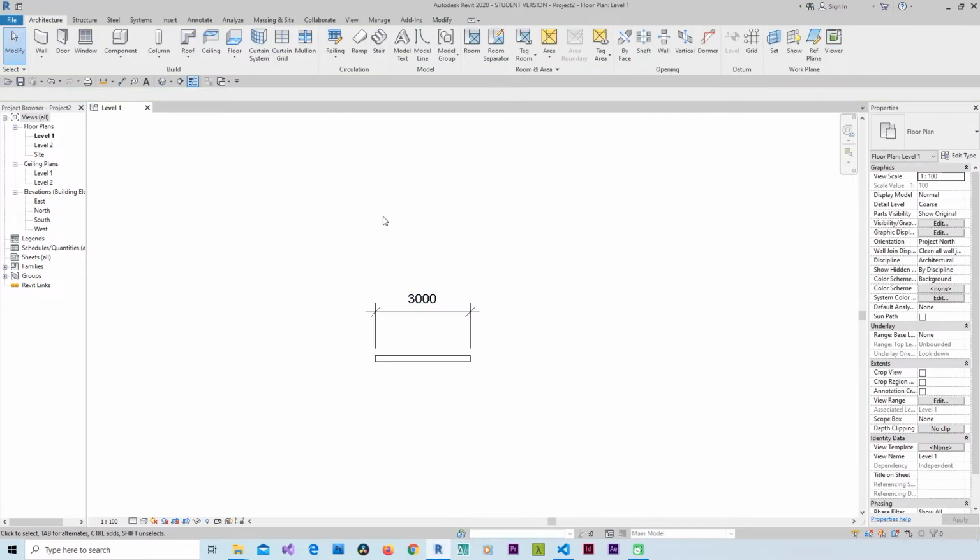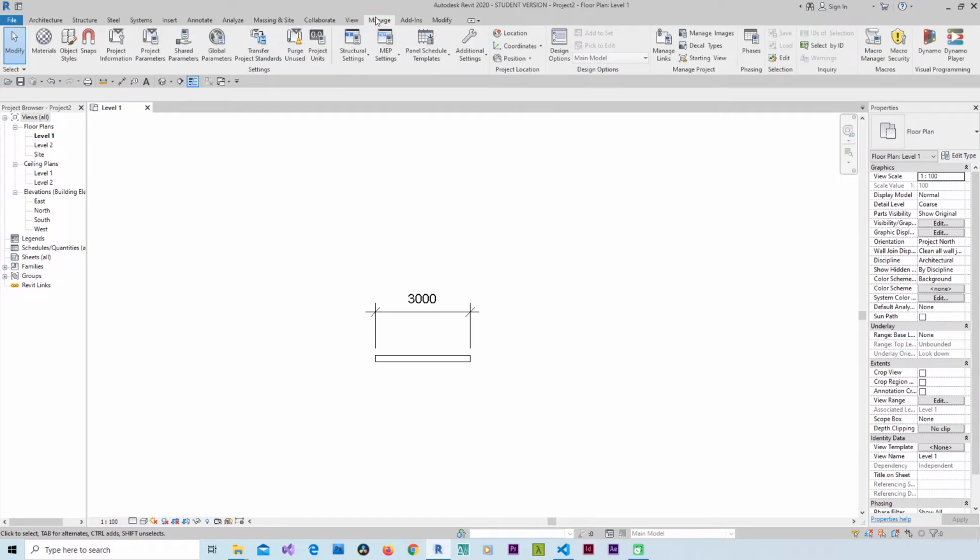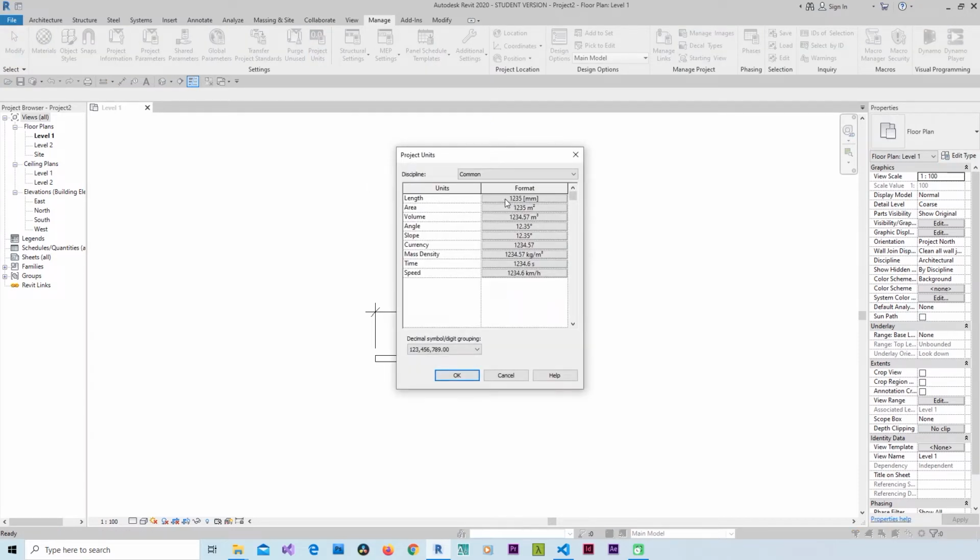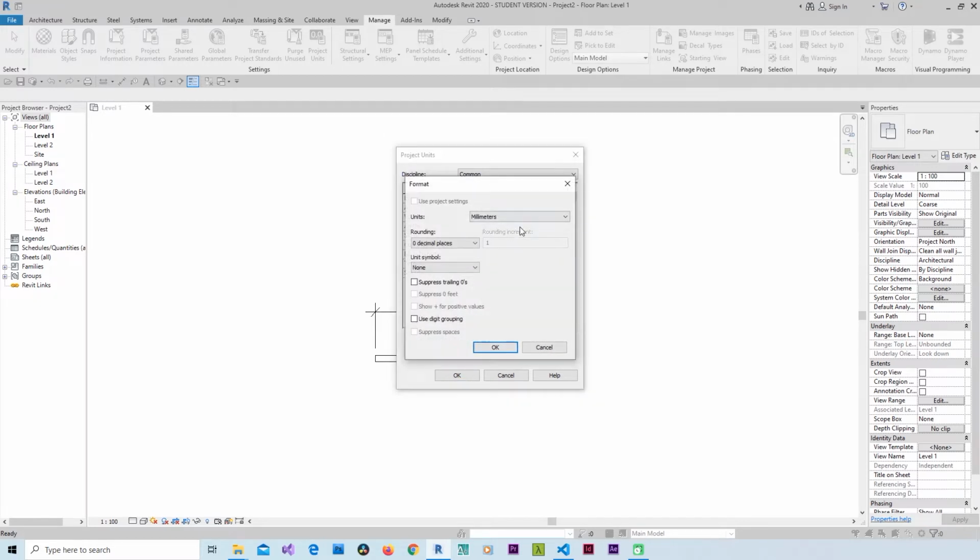If we want to change it, we can go to the ribbon bar, Manage tab, Project Units, or press UN on the keyboard, and we will have this screen. We can change length, unit, area, volume, angle, slope, currency, mass density, time, and speed. We will go to length and press this button.